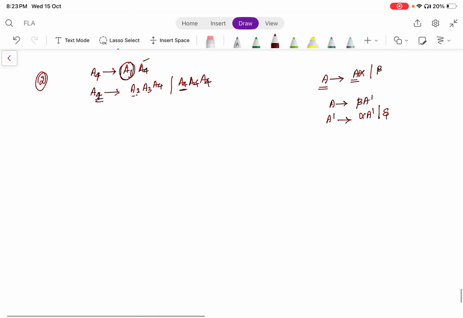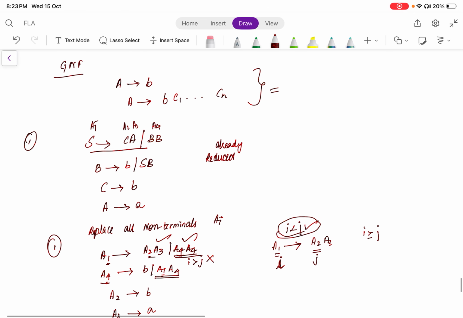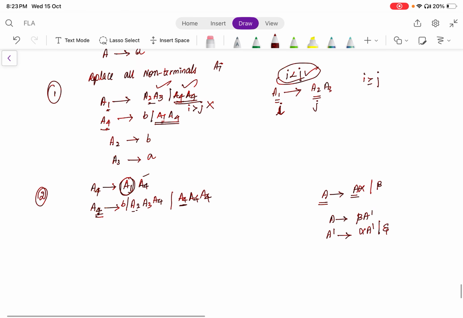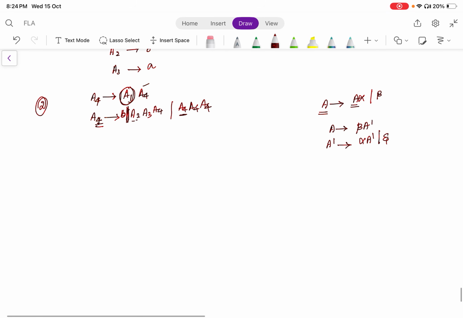Okay, so here, if you see, A4 already has B in it, right? If you go to A4's production, it already has B in it. The original production has B. This one only we have substituted. So the substituted value should be added to the original production of A4, which has B. Okay, now this is the new production for A4.